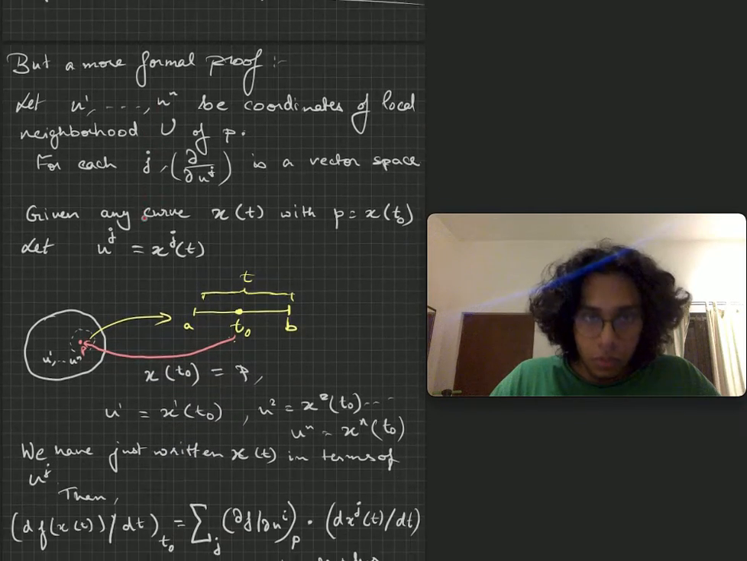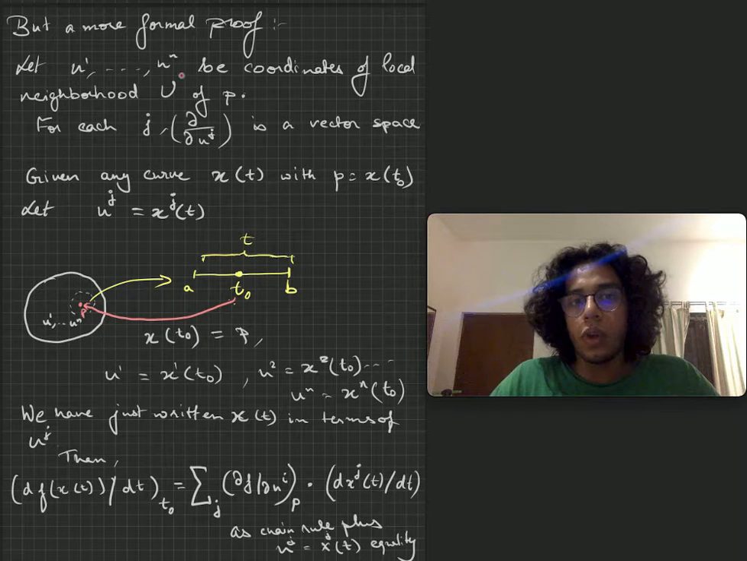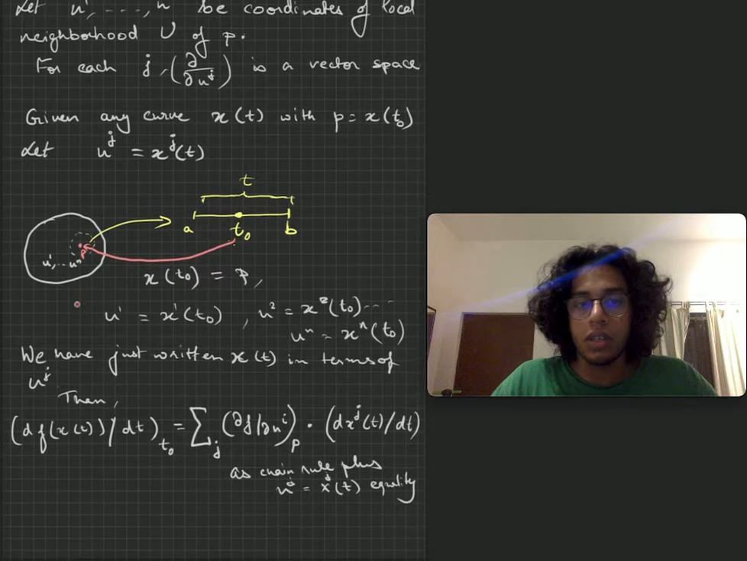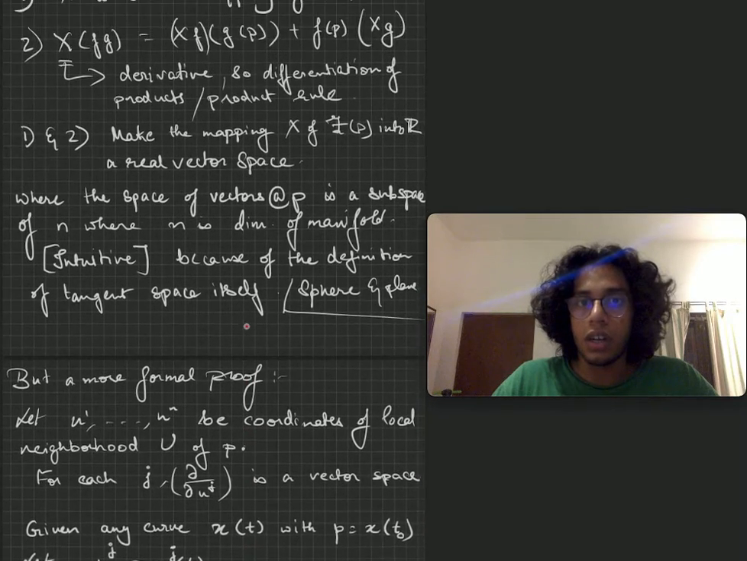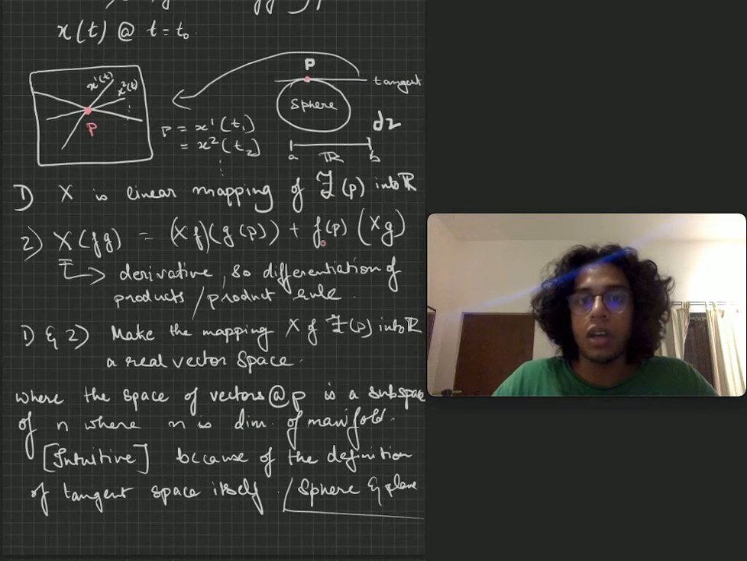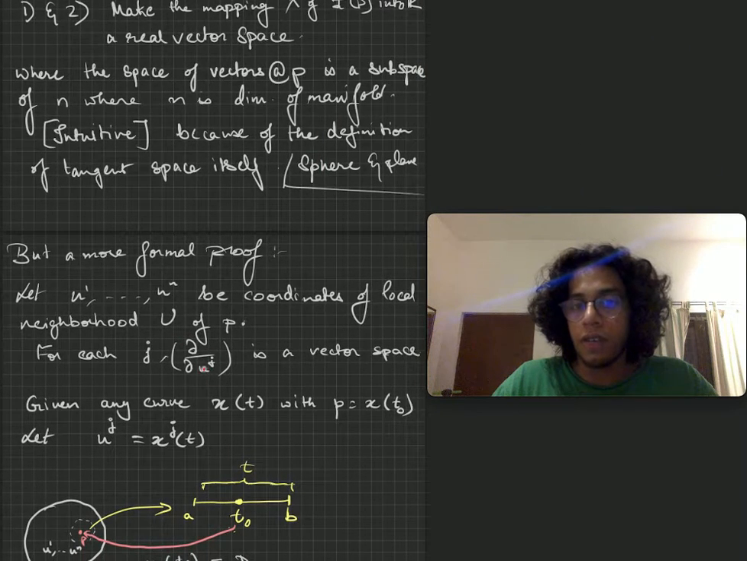But a more formal proof is this: let u1 to un be coordinates of a local neighborhood U of p. You can see here that U of p is given by u1 to un. Now for each j, dou by dou uj is a vector space. The way we have defined this mapping is basically the derivative. So you have dou by dou u as a vector space.